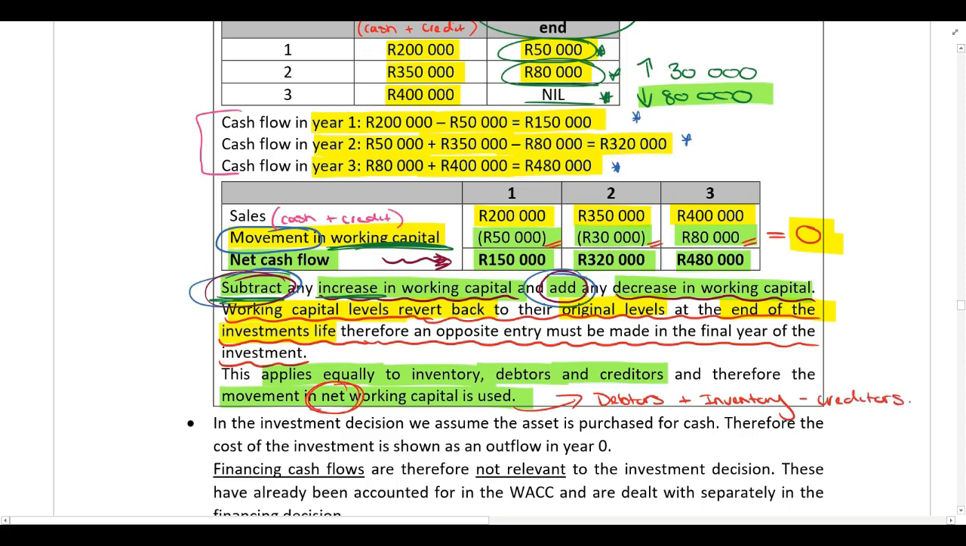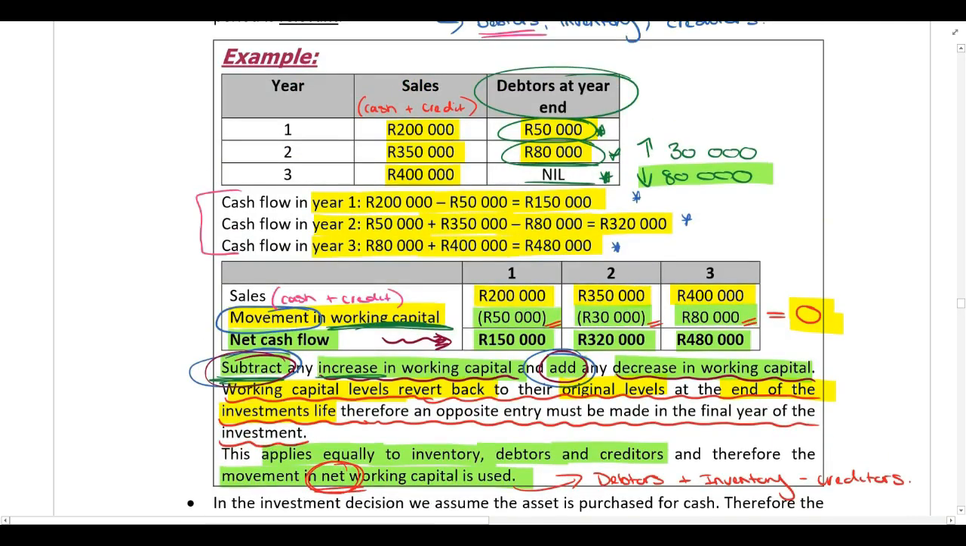So calculate what your net working capital is. And then what you're going to do, instead of having your debtors balance at year end, this is going to be your net working capital at year end. So we don't just look at debtors, we also consider inventory and creditors. So you take your net working capital, which is a very simple calculation, and then if my working capital increases, I subtract that. If my working capital decreases, I add that back.